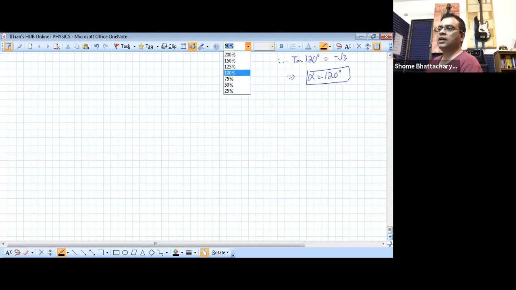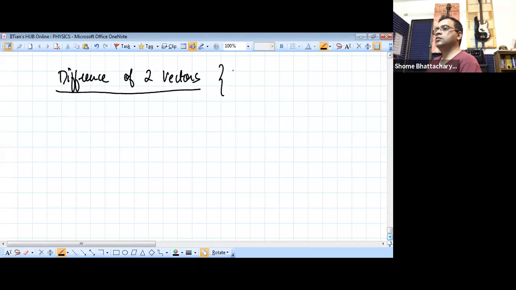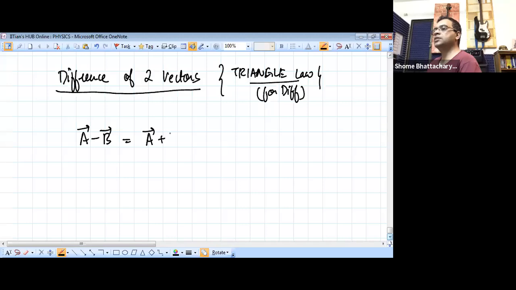Okay. Now, one last thing we will see is the difference of two vectors. And this will not be difficult because we have seen this through an example today. But it's a different triangle law. This is the triangle law for difference, not for sum. So when we want to do this operation A minus B, we interpret it as the sum of A plus of minus B. Okay, so that's the trick that we use over here.